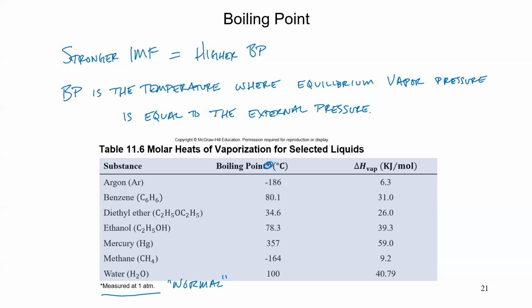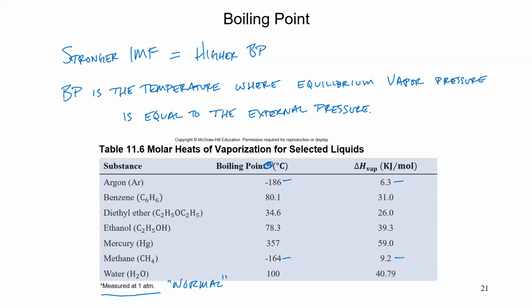From this table, it's pretty clear to see which of these compounds have pretty weak intermolecular forces, which have pretty strong intermolecular forces. Argon and methane have boiling points that are negative in the Celsius scale. And argon, of course, is an inert noble gas. He's not going to interact with anybody. Methane, a very nonpolar molecule, doesn't have a lot of surface area because he's so small to have a lot of dispersion forces. Notice that these two have the lowest delta H of vaporization as well.